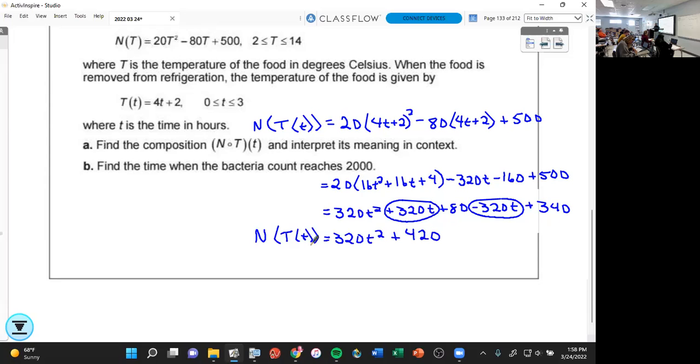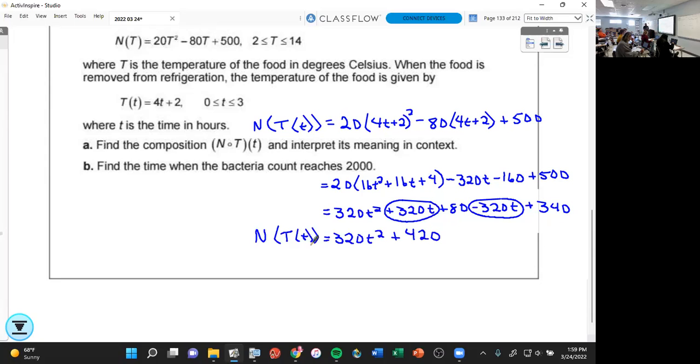What does N represent? N represents the number of bacteria. Capital T represents temperature, but temperature depends on time. So this ultimately means the number of bacteria depending on the amount of time. See that? Okay.